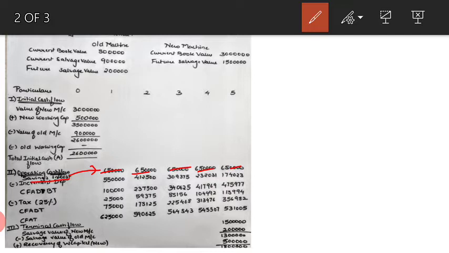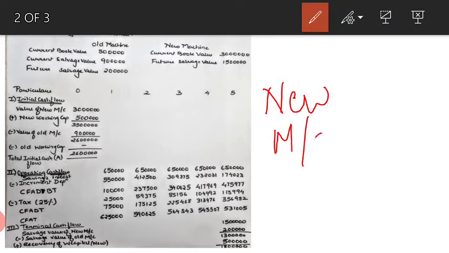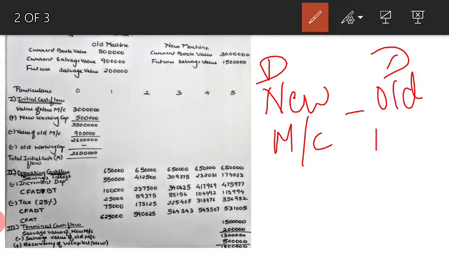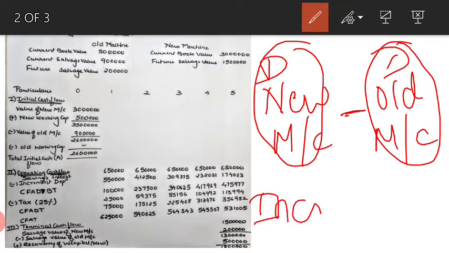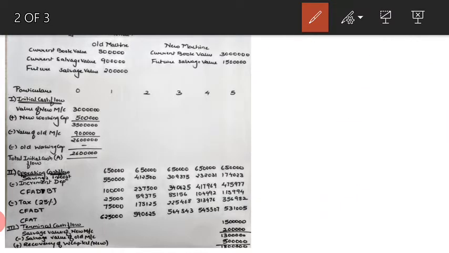Now here depreciation is not your normal depreciation that we calculate on one machine. It is always incremental depreciation. Now what is incremental depreciation? Incremental depreciation is nothing but depreciation on new machine minus depreciation on old machine. So this is how you calculate incremental depreciation. That is depreciation charge on the new machine minus depreciation charge on the old machine. Whatever value you get, that is called incremental depreciation. Okay, so let's understand this calculation of incremental depreciation.